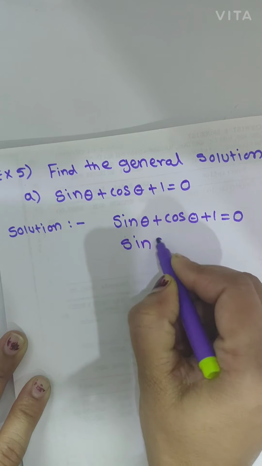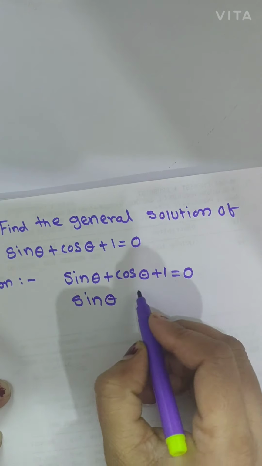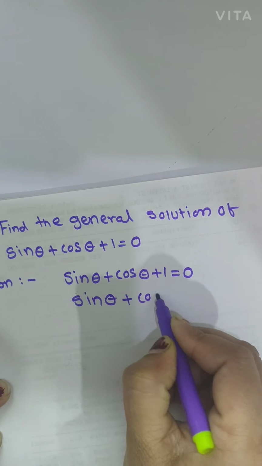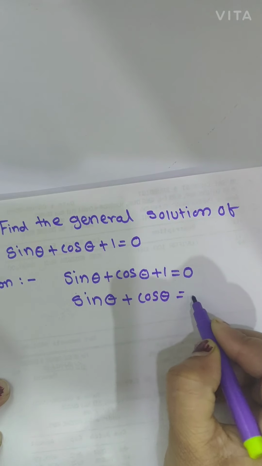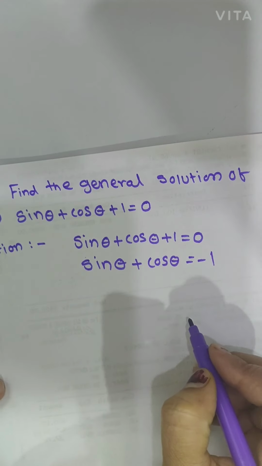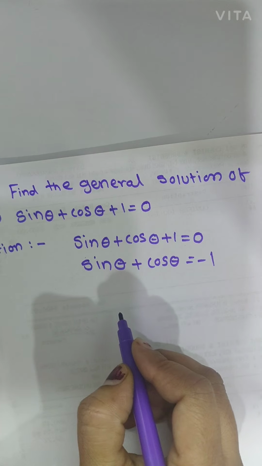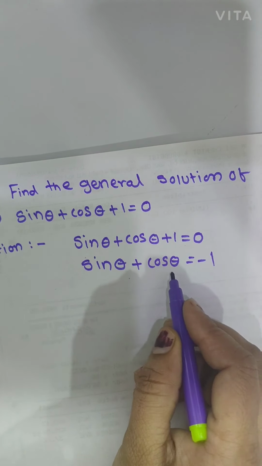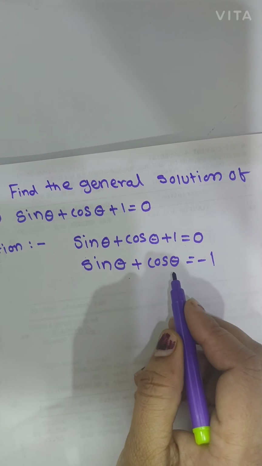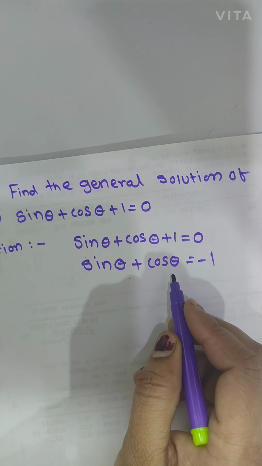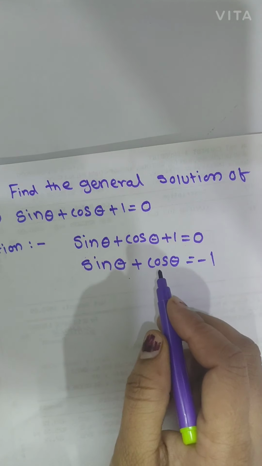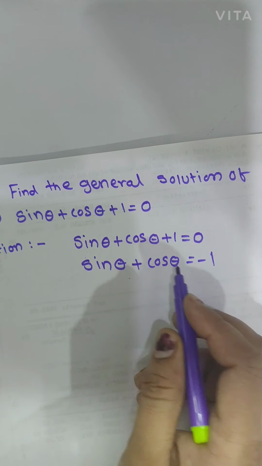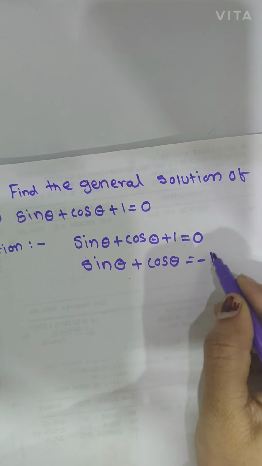Sin theta plus cos theta, which is equal to minus 1. Okay, now what to do next? We want to convert this into the form of a formula. For this, we want to multiply both sides by a particular thing. Which thing? We have 1 on the right hand side.